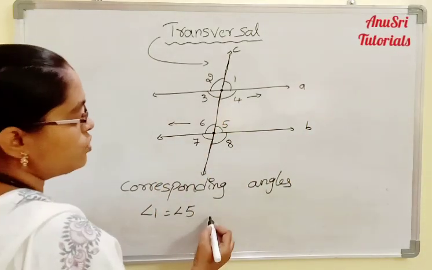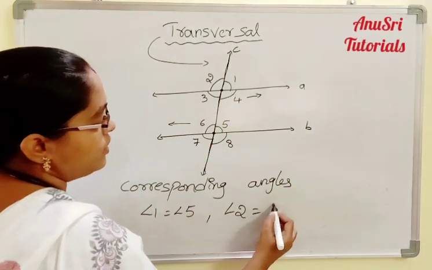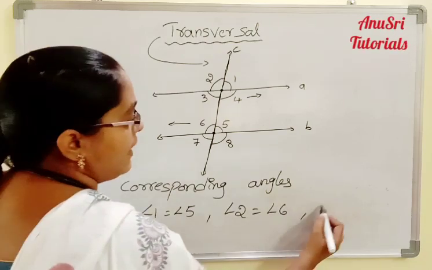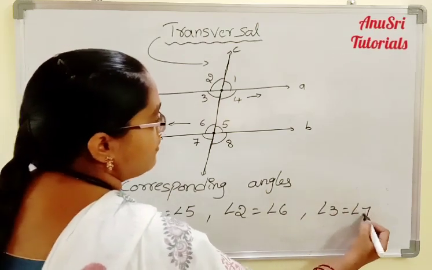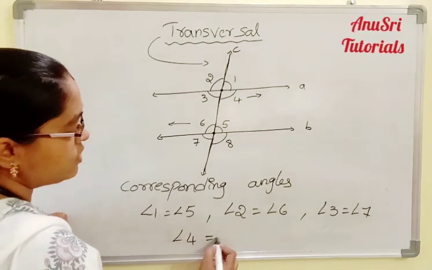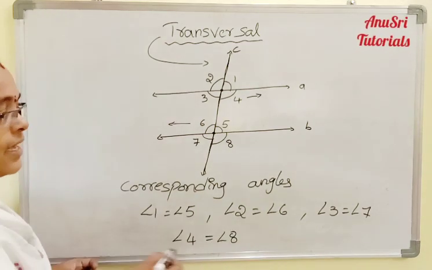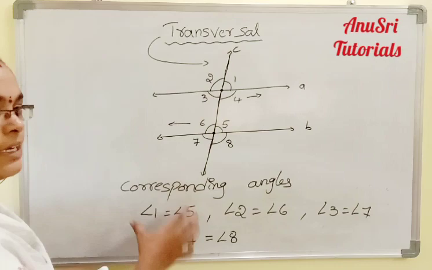Now which angle comes to angle 2? Angle 2 is equal to angle 6. Angle 3 is equals to angle 7 and angle 4 is equals to angle 8. These angles we are calling as corresponding angles.